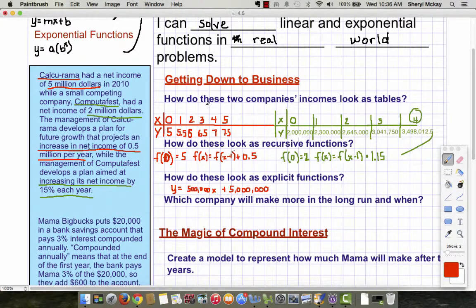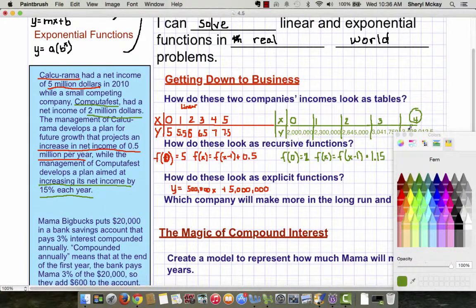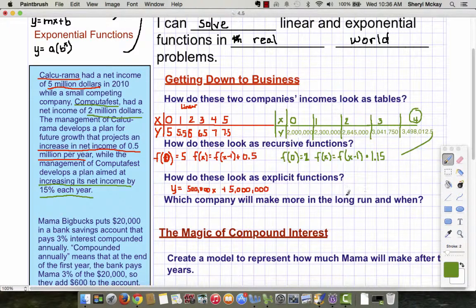Do you see that Calcurama is linear with an equal difference over equal intervals? It has a constant rate of change or a constant difference, and that makes it a linear function. Let's look at Computafest. Computafest has an exponential function. It's exponential. So how are we going to figure out how much they make? How are we going to write that?